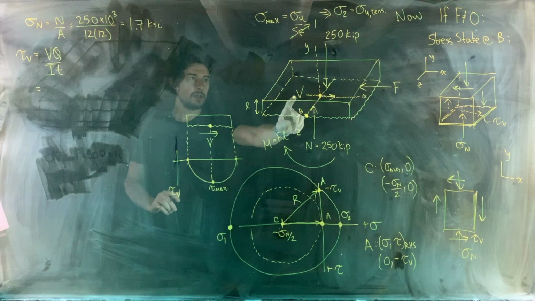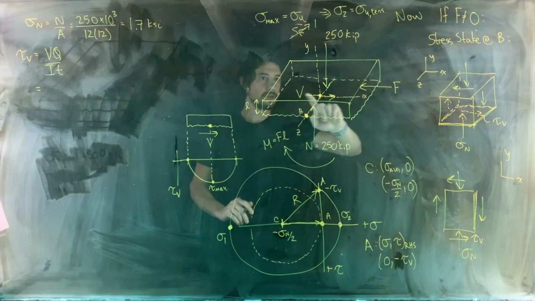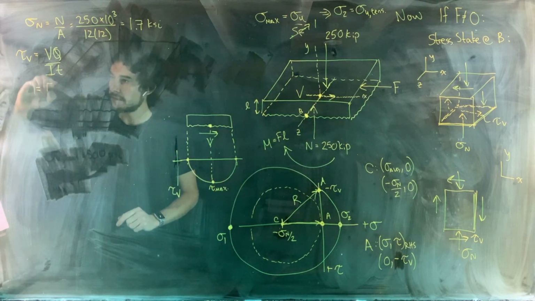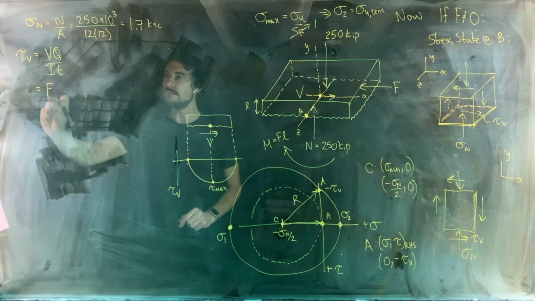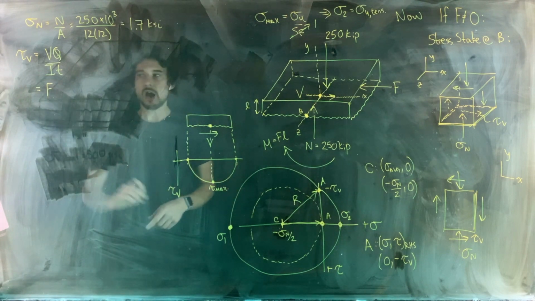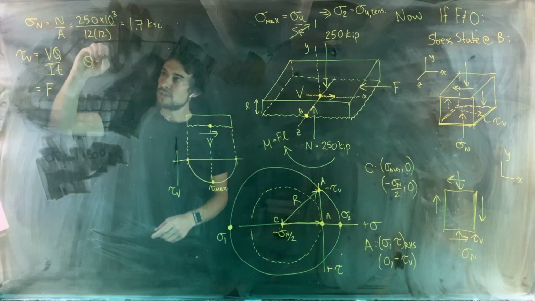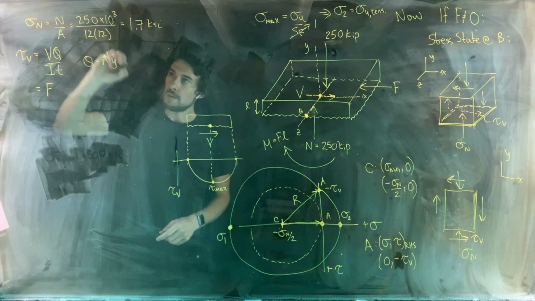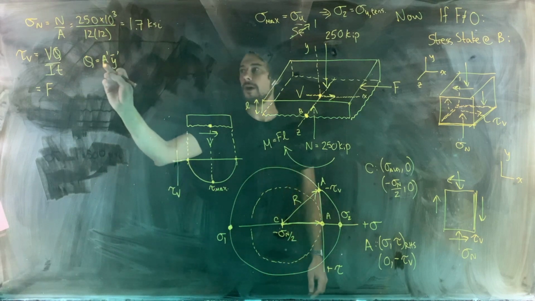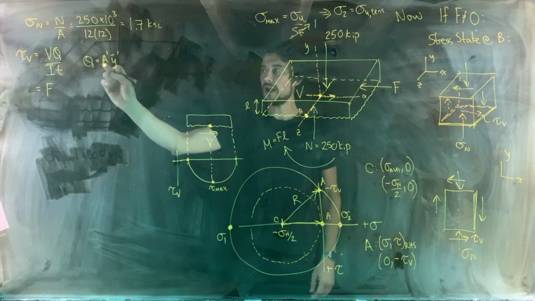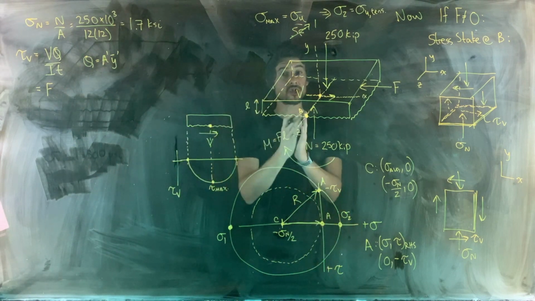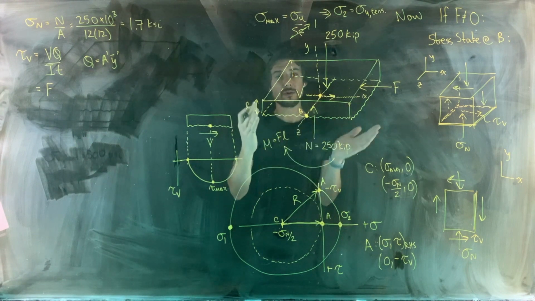V is equal to what? V is equal to F. So F goes in here, and that's the variable that we want. Q, remember, for shear stress, is A prime, Y bar prime. So for A prime, we want the area or the portion of the cross-sectional area on one side or the other side of the line that we're calculating shear stress along.